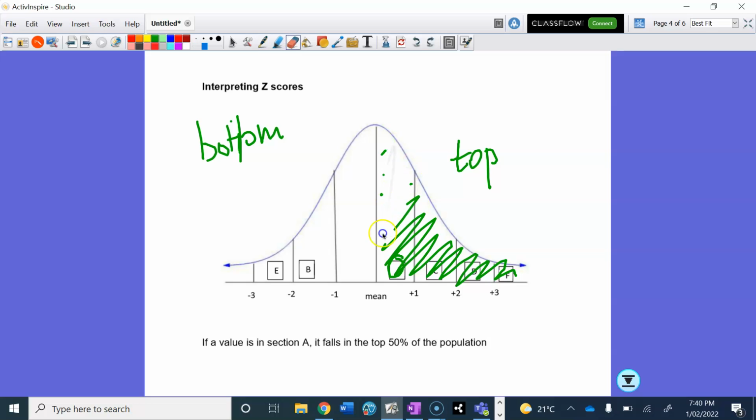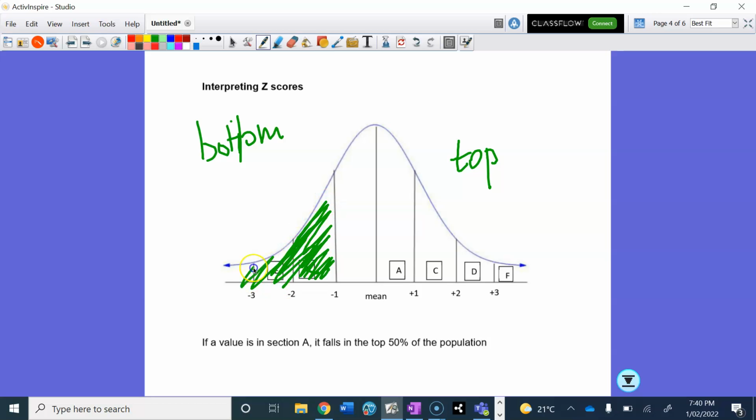If our value fell in section B, which is on the left-hand side of the graph, we're going to say, let's shade in section B and everything to the left of it. We know from our previous examples that anything less than -1 standard deviations would be represented by 16% of our population, and that's the bottom section of the graph. So if a value fell in section B, we can interpret that that person falls in the bottom 16% of the population.